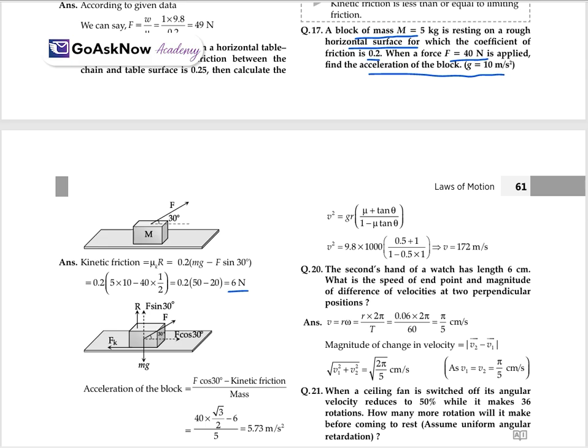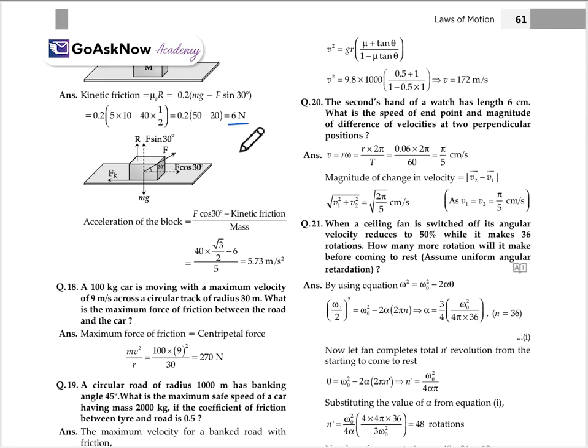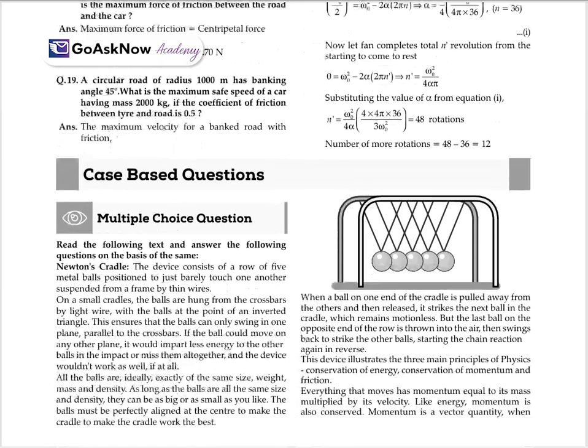Okay. Now, according to Newton's second law, it will divide into two components, F sin theta and F cos theta. Then the acceleration of the block will be (F cos theta minus kinetic friction) upon the mass. And then we substitute the values, 40 times root 3 upon 2, and we get acceleration equals 5.73 meter per second square.